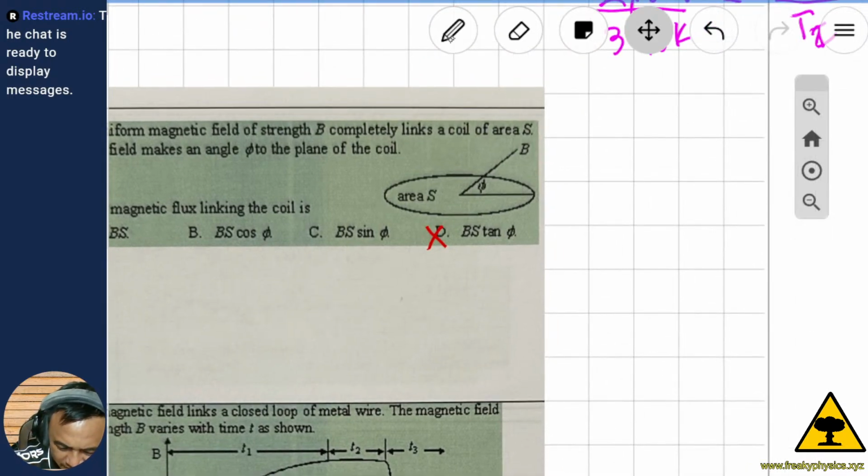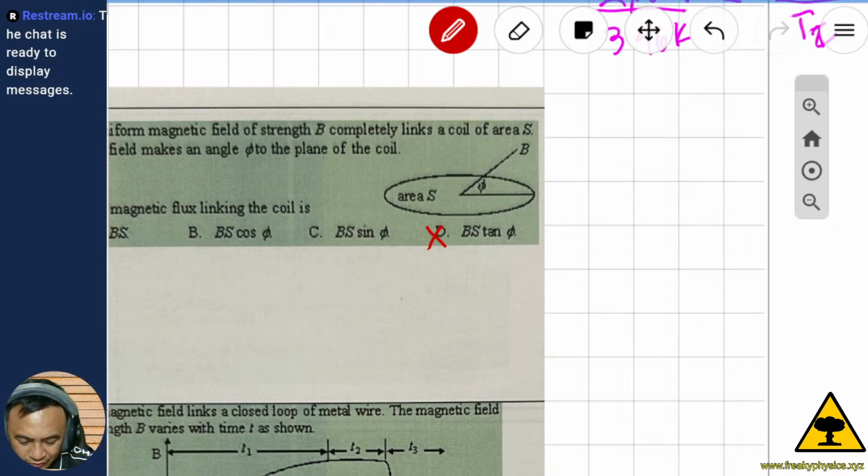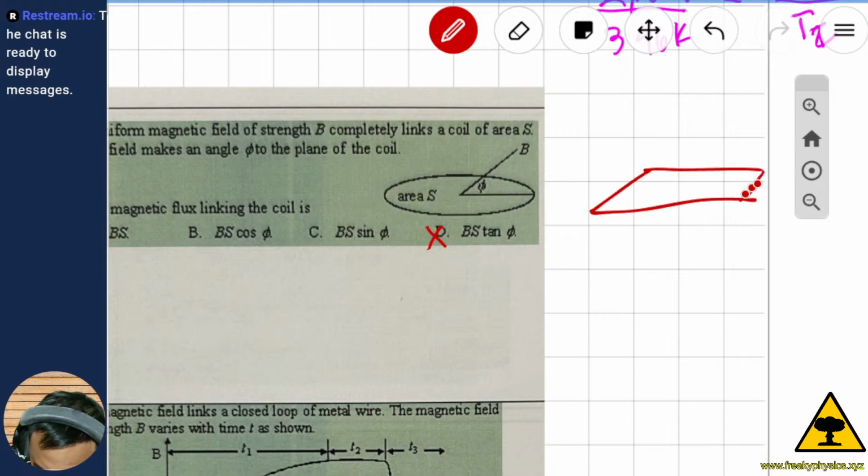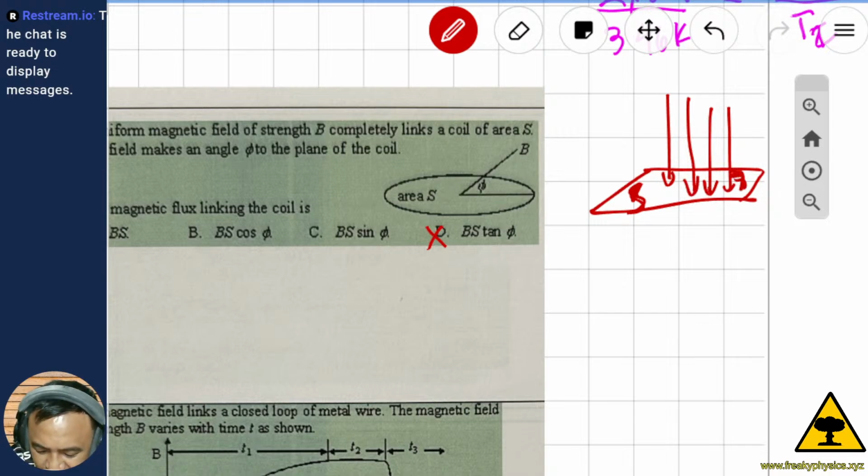The idea here is, let's keep it as a simple one first. Let's not go into this general case. The simplest possible case we can think of is if you have this area, it doesn't really matter what the area is. So let's just call this S for now. And then the simplest possible case is that your magnetic field is perpendicular to that surface.